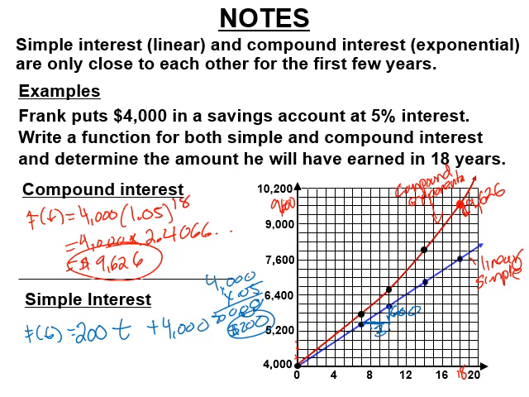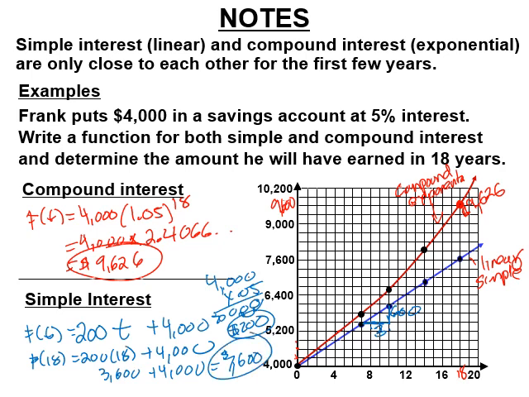We're going up $200 every year, and we're doing f of 18. So 200 times 18, and then you add that to the 4,000. What's 200 times 18? I'm getting my calculator out. 200 times 18 is 3,600. And so if it was simple interest, the bank would only pay you 7,600. So that space between the red and blue line at year 18, that's the extra money. It's about $2,000.